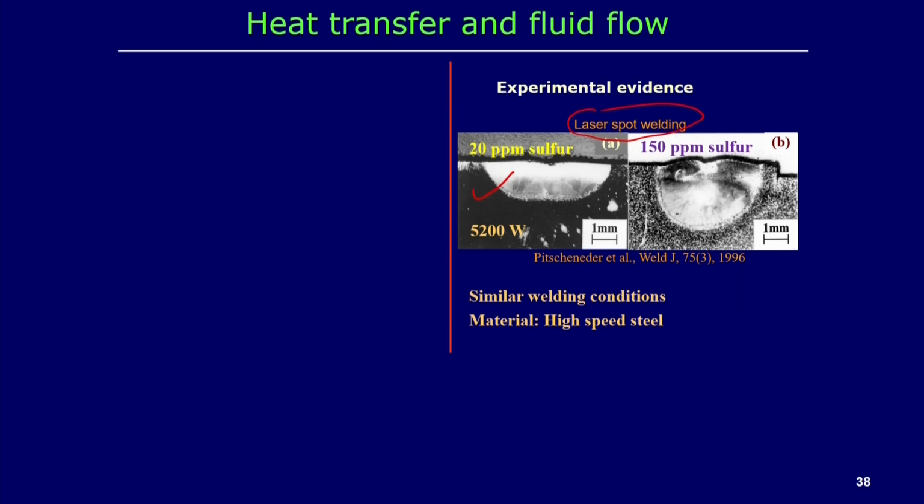there is a drastic change in the weld pool profile. We can see that in this case the penetration depth is very high and the width is low, although it is the same material and the same welding condition. The only difference is that one case has a low amount of sulfur, and the other has a relatively larger amount of sulfur. Experimentally it is also observed that there is a tremendous effect of the presence of surface active elements, which influences the material flow pattern and finally changes the weld pool geometry. So, it is very important to analyze the significant effect of the surface active elements.